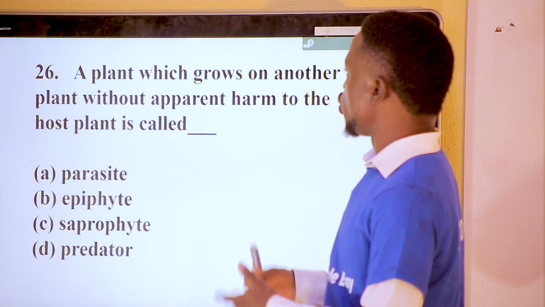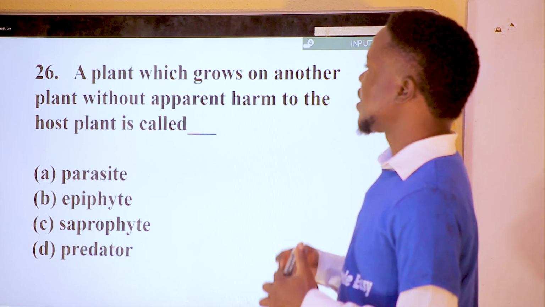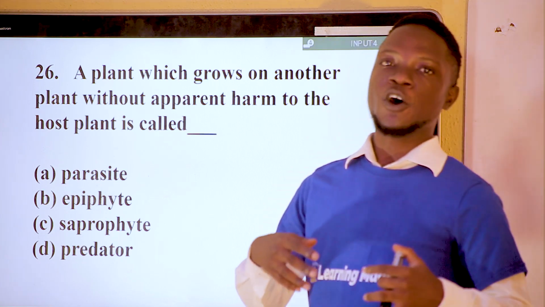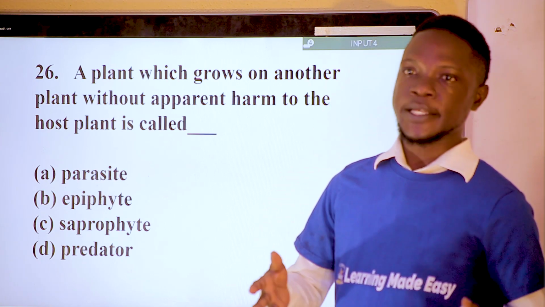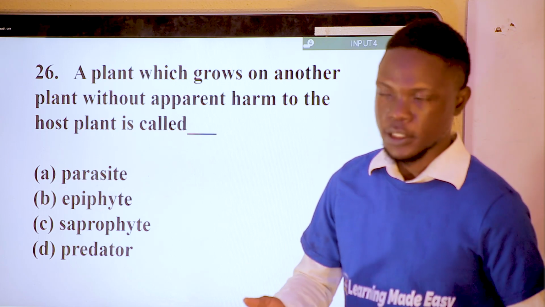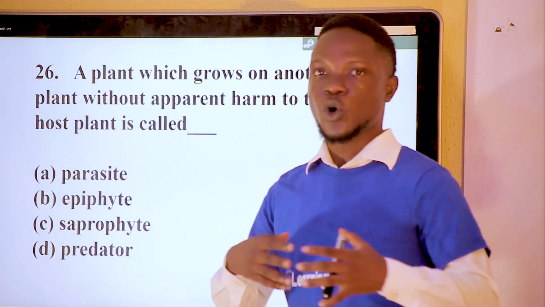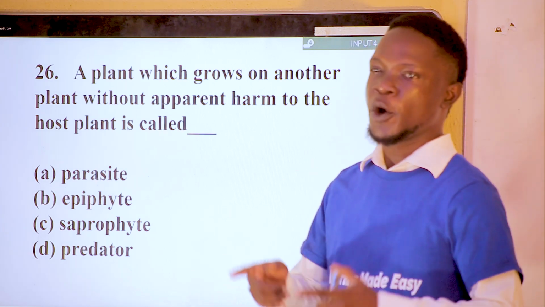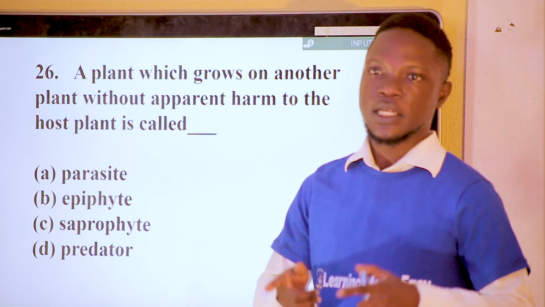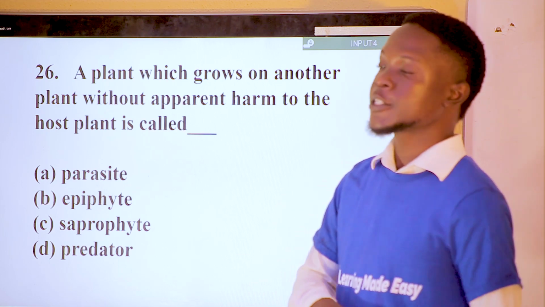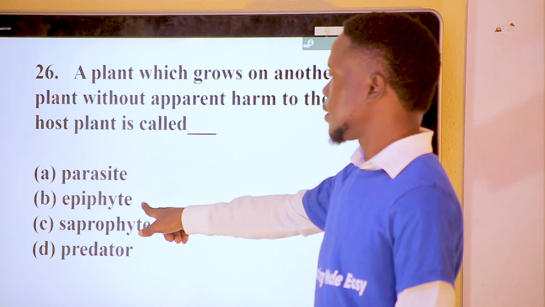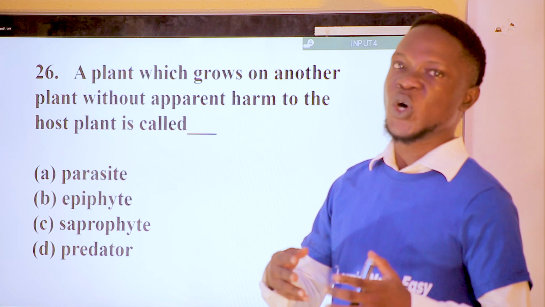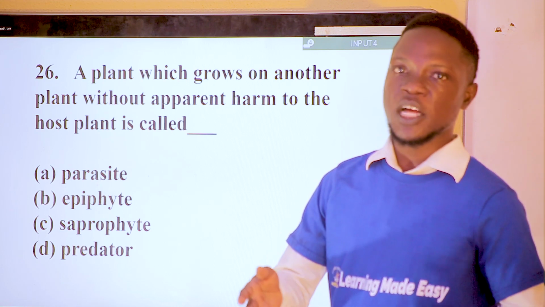A plant which grows on another plant without apparent harm to the host plant is called, this kind of plants are called epiphytes. They are also called tree climbers. They do not cause apparent harm to the host plant. Remember that if an organism is causing harm to the host plant, that organism is known as a parasite. But the answer to this question is an epiphyte. A saprophyte feeds or grows on dead, decaying organic matters.